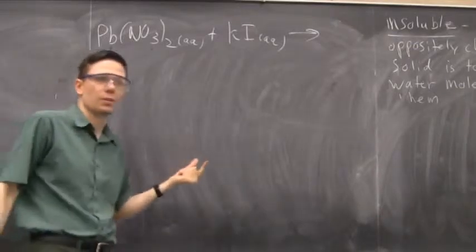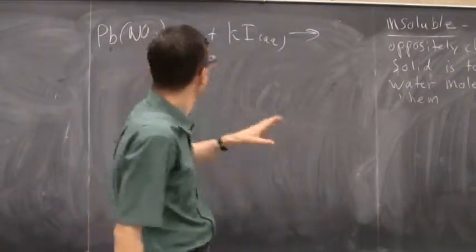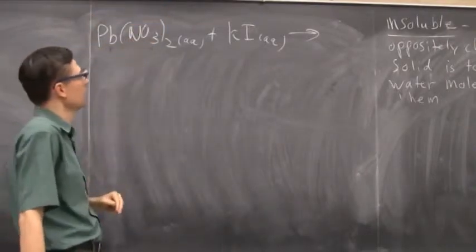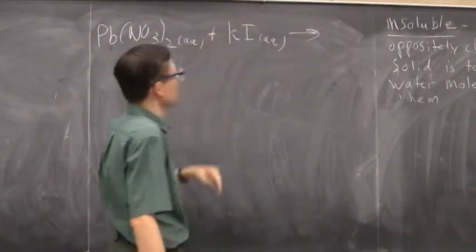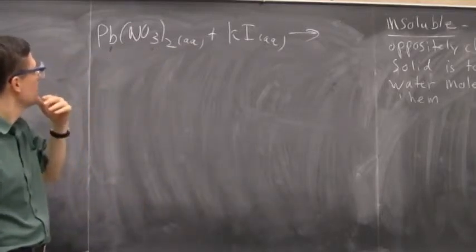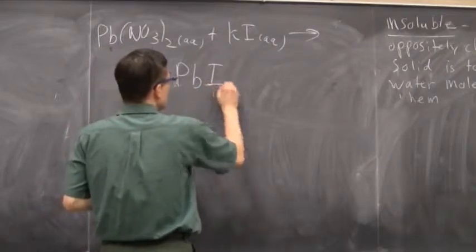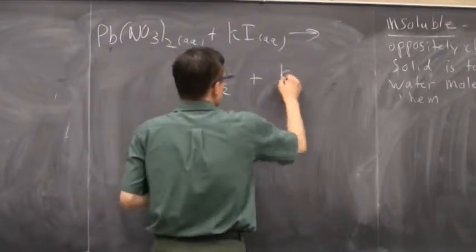How do we know what charges they are? Well, just like we've learned before, when you back the charge up, we know the lead's going to be +2, nitrate's going to be -1, potassium's +1, iodine's -1. So we're going to have lead iodide and then potassium nitrate.